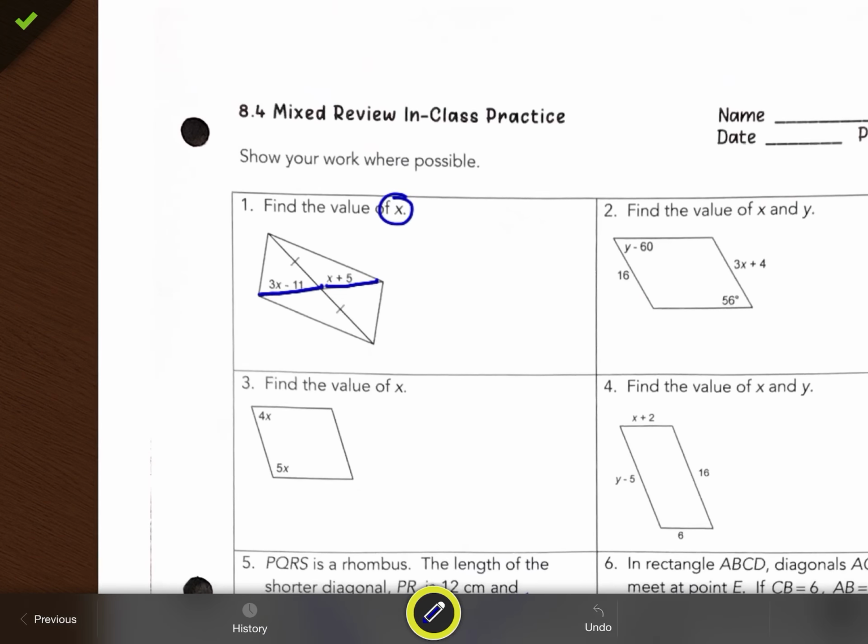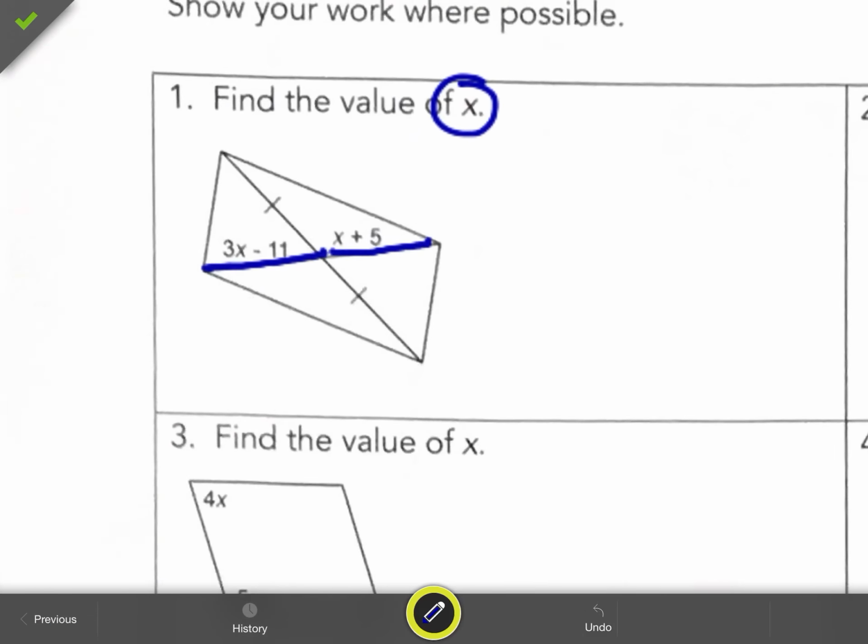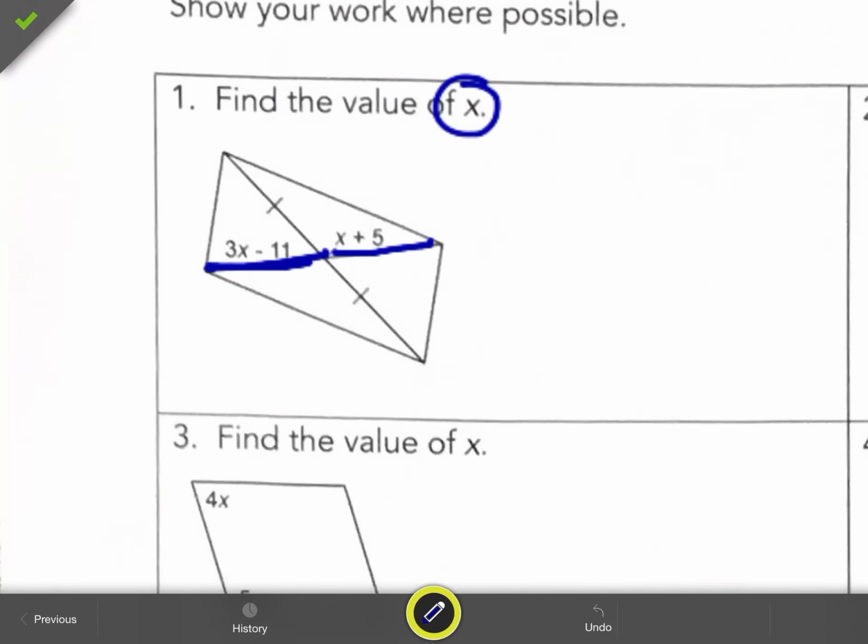So I come back here and go, okay, well, I'm looking at 3x minus 11 being this part. I'm looking at x plus 5 being this part. Diagonals bisect each other means that this small piece is the same measure as the other piece of my diagonal.